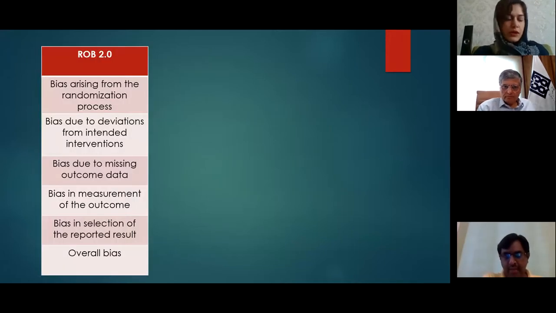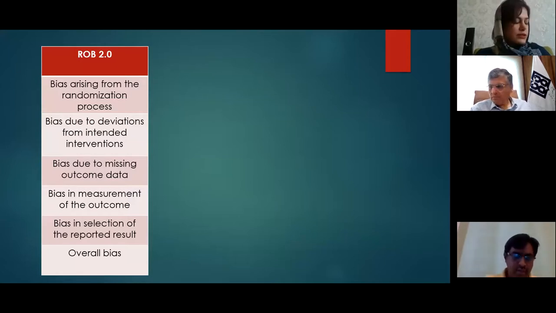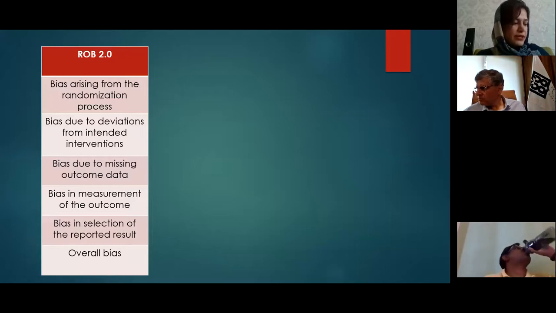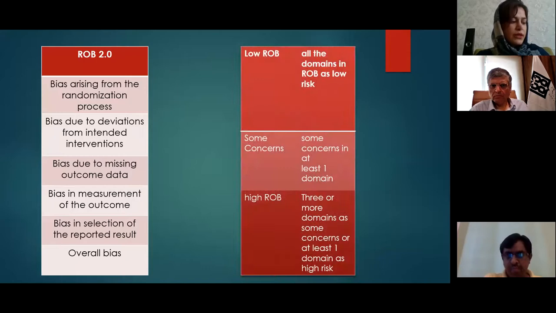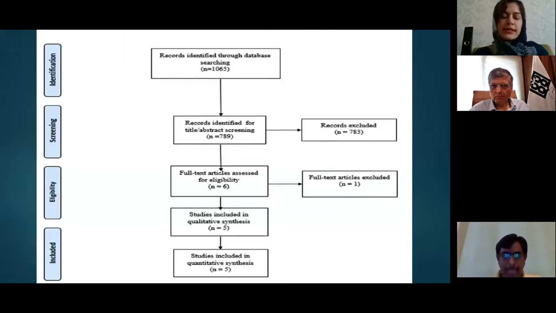Okay, I should go on. This tool, the Cochrane risk of bias tool, comprises 5 domains. Finally, the overall bias is judged as low, some concerns, and high risk of bias. This is the PRISMA flow diagram. You can see the process of study selection. Preliminary study selection identified 1,065 articles. Finally, 5 studies were selected.